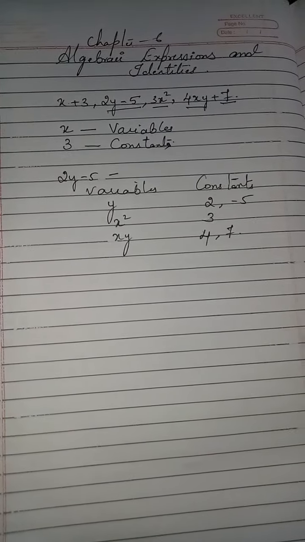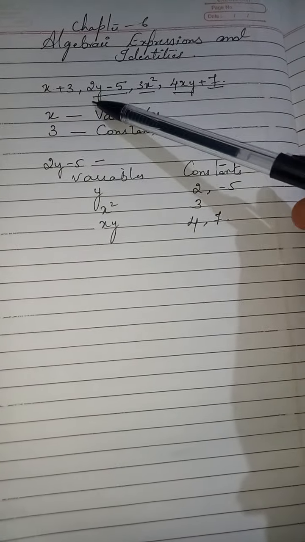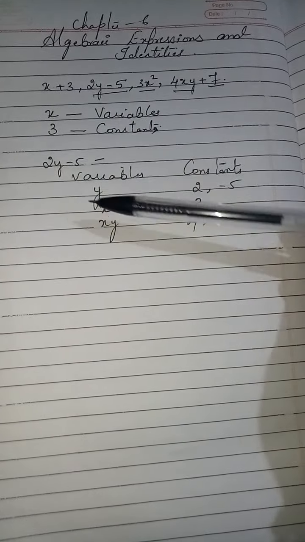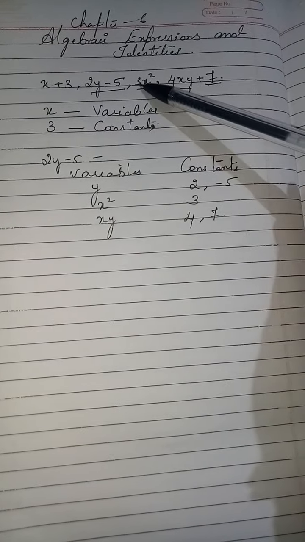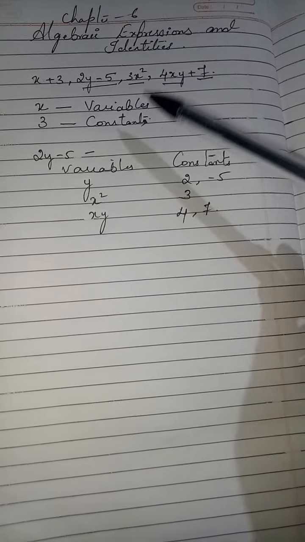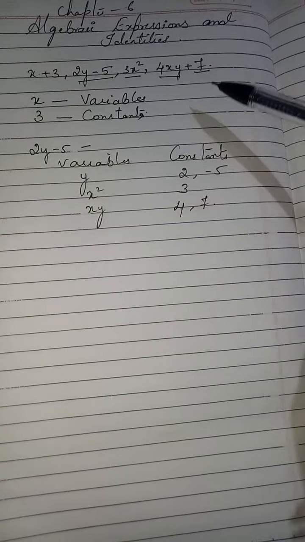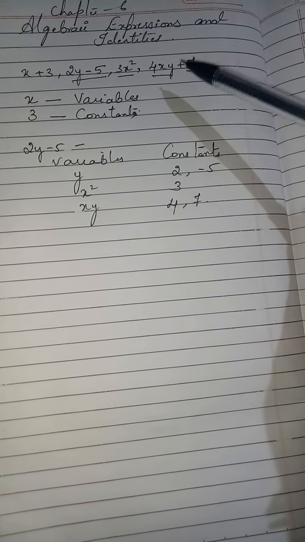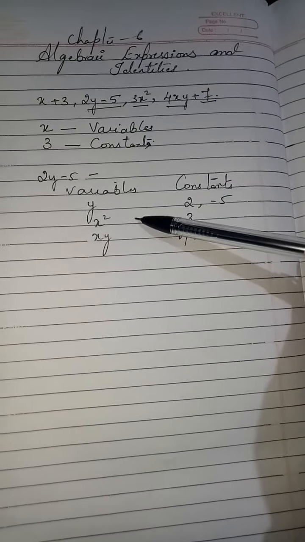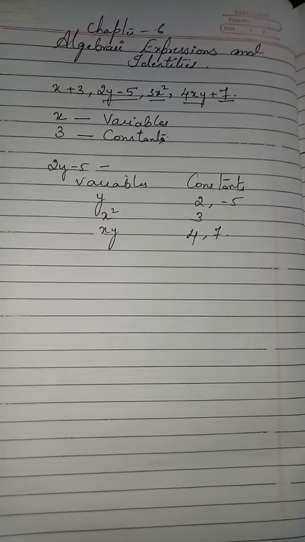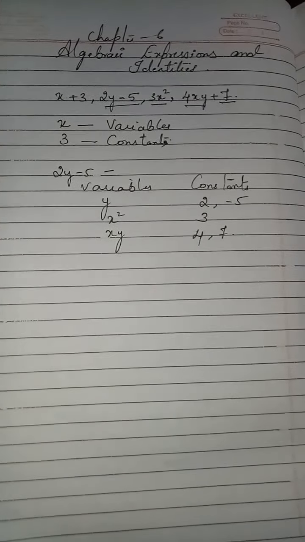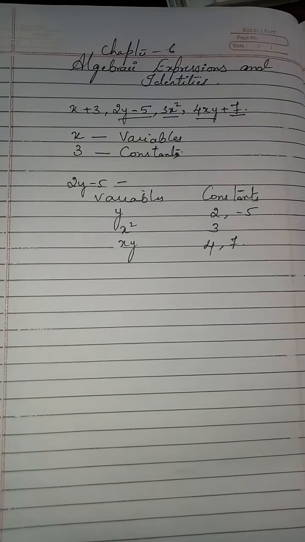So in this, if you see the example here we have taken 2y minus 5. Here y is the variable, constants are 2 and minus 5. And if you take 3x square, here x square is a variable and 3 is the constant. And if you see 4xy plus 7, here xy is a variable and constants are 4 and 7. These are the variables and constants.